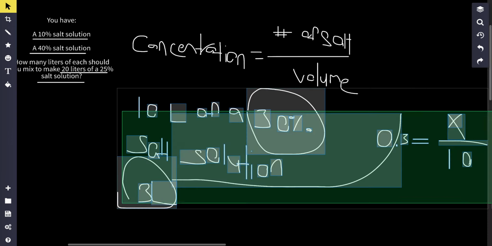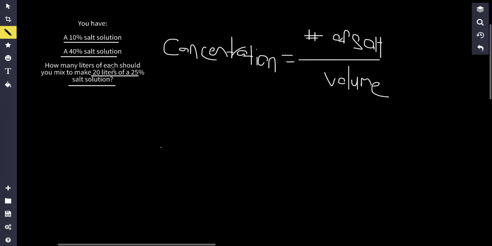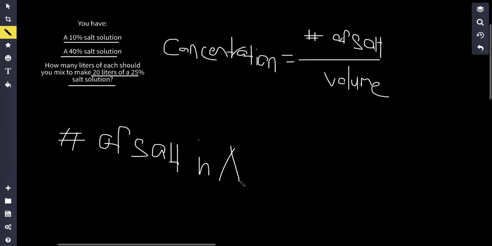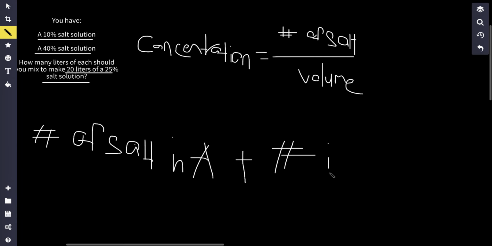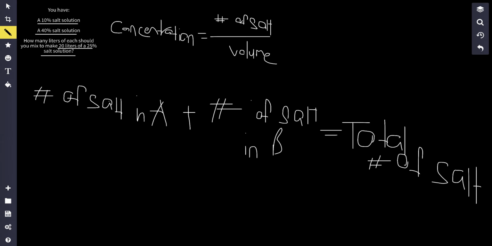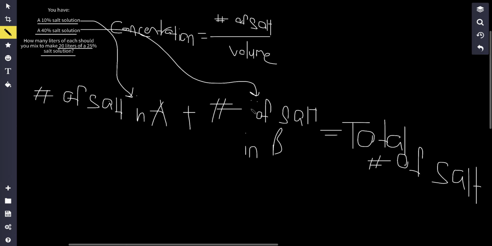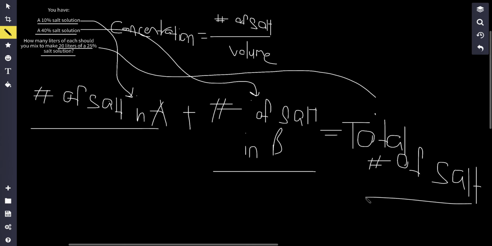Now, the point of this mixture problem is to realize that the amount of salt in container A plus the amount of salt in container B is going to be equal to the total amount of salt. The amount of salt that I add in container A, added to the amount of salt I put in container B, is going to be equal to the total amount of salt I have in my final solution. That makes logical sense. So the amount of salt in A plus the amount of salt in B gives us the total amount of salt in my final solution.